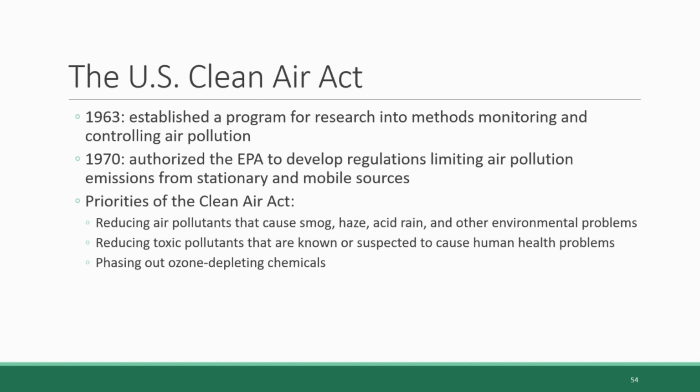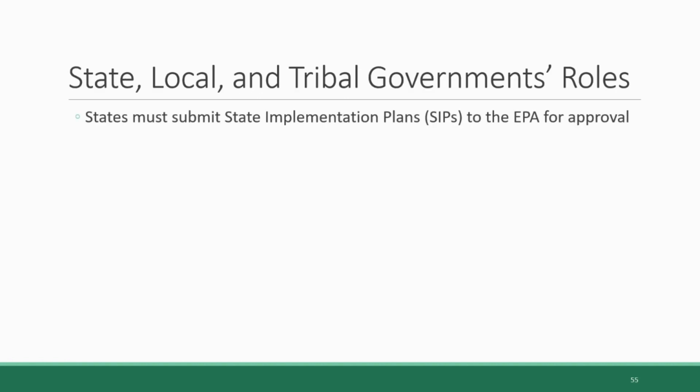And as with many pieces of environmental legislation, in order to pursue these goals, the EPA has to partner with state, local, and tribal governments to ensure that air quality standards are being maintained in all areas of the country. And so states have to submit what are called state implementation plans or SIPs to the EPA showing how they're going to meet the air quality standards set out by the Clean Air Act. And then the EPA is responsible for assessing and approving those plans.